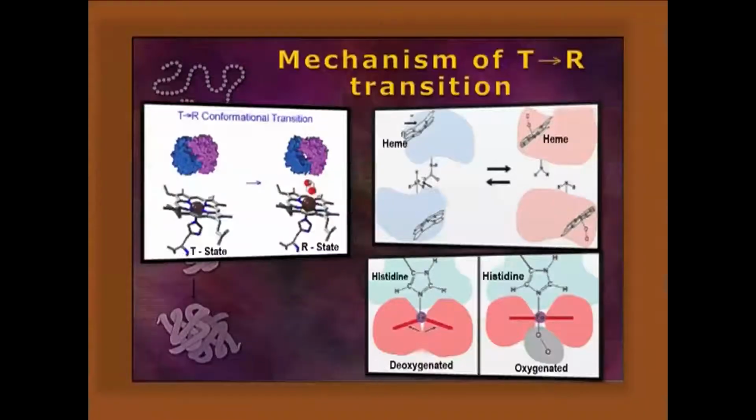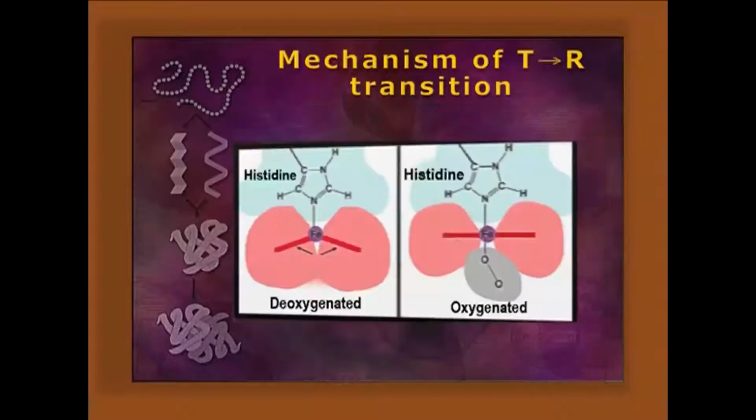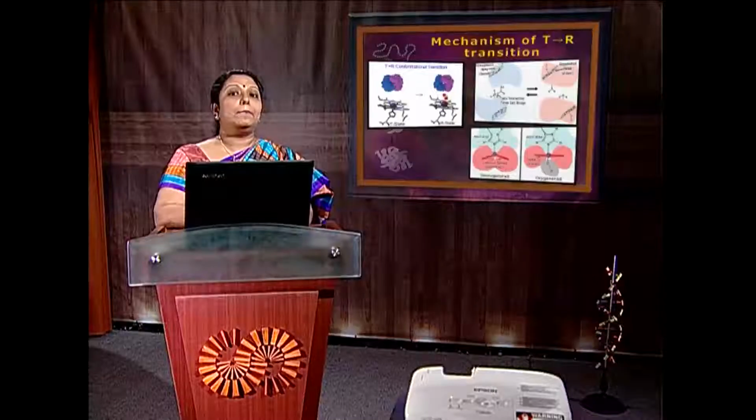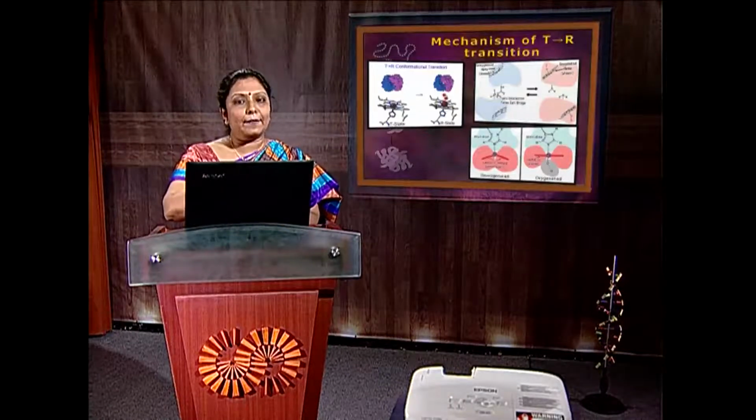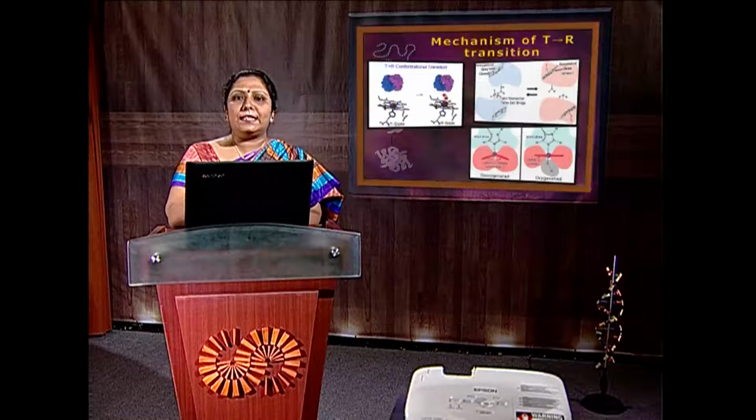Now, the mechanism of the T to R transition. T is the taut state, the deoxyhemoglobin state, and the high affinity relaxed state is the R state. What we know is that the iron is usually dome shaped, that is, out of the porphyrin plane or heme plane, by 0.55 angstrom. But when it binds with oxygen, it is pulled down towards the heme plane, to around 0.20 angstrom.